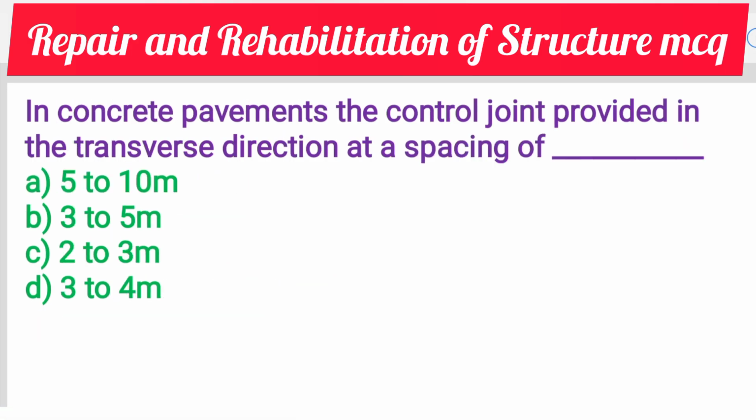Next question, in concrete pavements, the control joints are provided in the transverse direction at the spacing of option A 5 to 10 meter, option B 3 to 5 meter, option C 2 to 3 meter, option D 3 to 4 meter. So the correct answer is option B 3 to 5 meter.